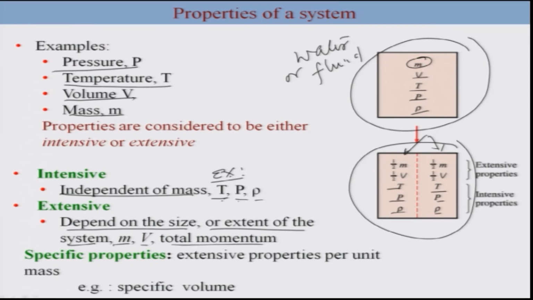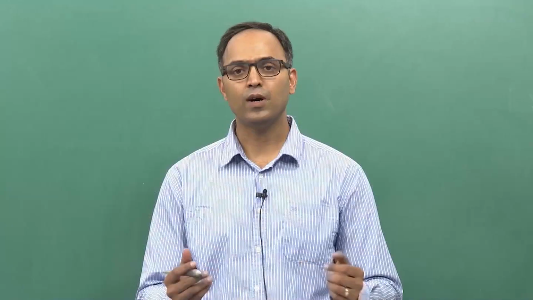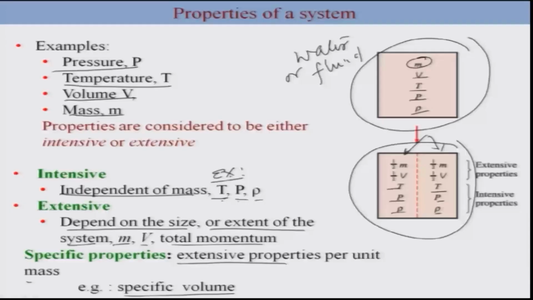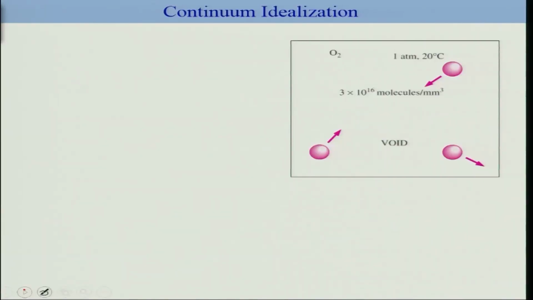Now, there are other properties which are called specific properties, which are extensive properties per unit mass, such as specific volume, which is basically volume divided by mass, and specific volume becomes an intensive property. So, typically the specific properties are intensive properties, such as specific volume. Now, a typical piece of matter contains many different atoms, but for us we don't see these molecules or the atoms around. For us it looks homogeneous.